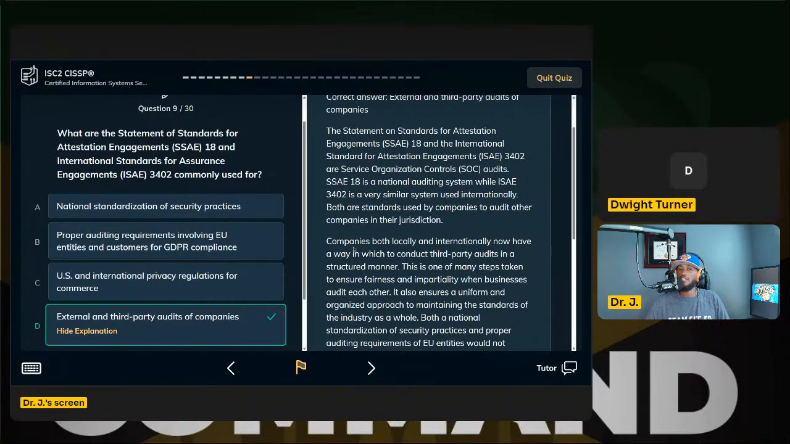Yep, the SSAE 18 and the International Standard for Attestation Engagements 3402 are SOC audits. SSAE 18 is a national auditing system, while ISAE 3402 is a very similar system used internationally. So both are standards used by companies to audit other companies in their jurisdiction.